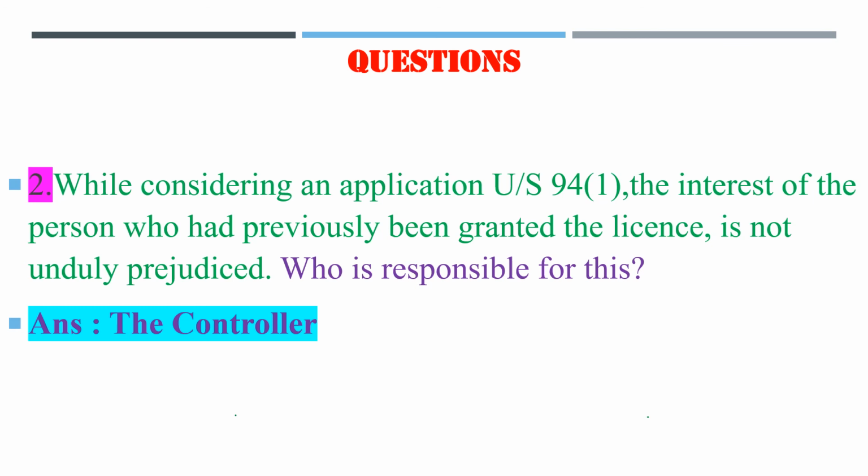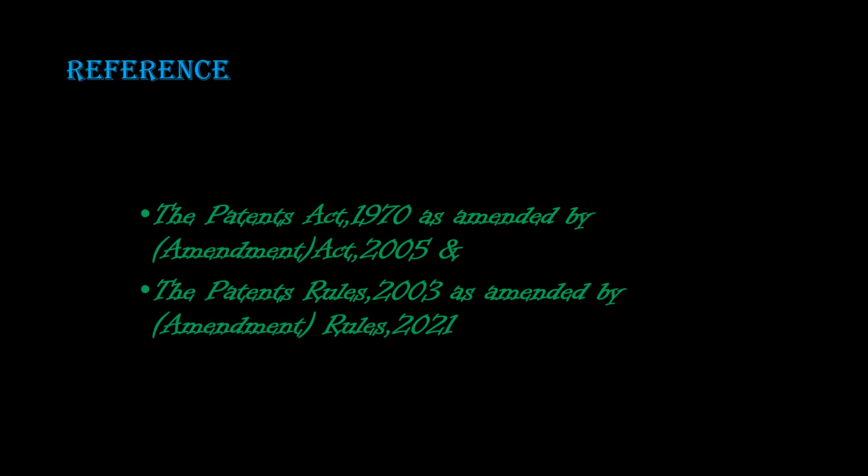Friends, in this way we have completed all the subsections of section 94 along with the relevant questions. Please go through this and try to have a clear understanding. Happy learning. The reference is the Patents Act 1970 as amended by Amendment Act 2005 and the Patents Rules 2003 as amended by Amendment Rules 2021.